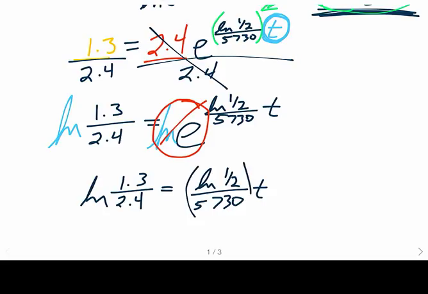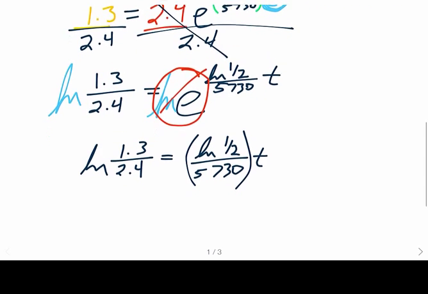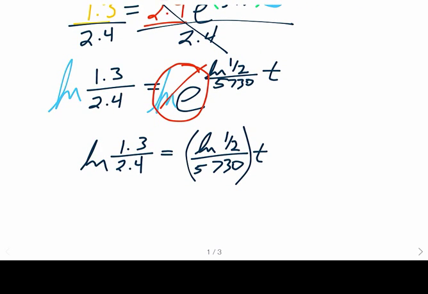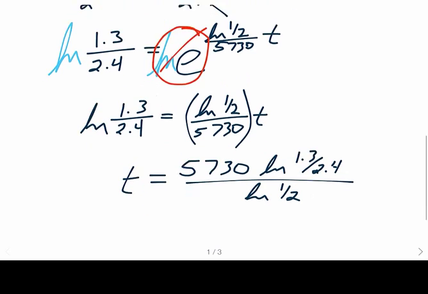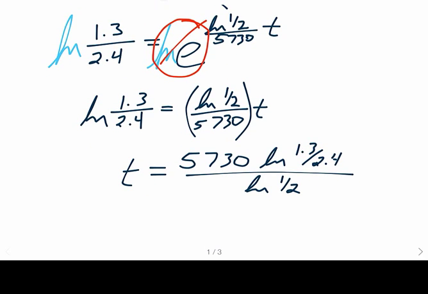Well, I have a thing times t and I want to solve for t, and so I'm going to divide by that thing, which to me means I'm going to flip and multiply. So t is going to equal 5,730 times the natural log of 1.3 over 2.4, all divided by the natural log of 1/2. That's going to go into my calculator. And I get that t is approximately 5,068 years.